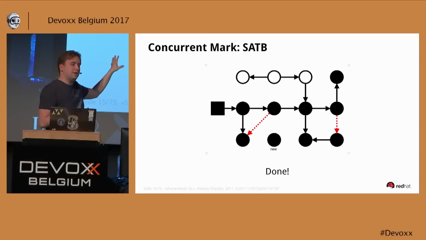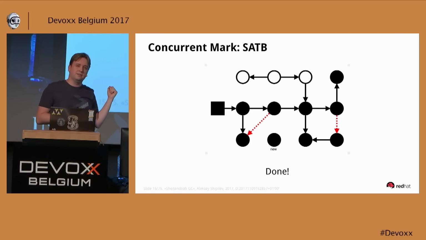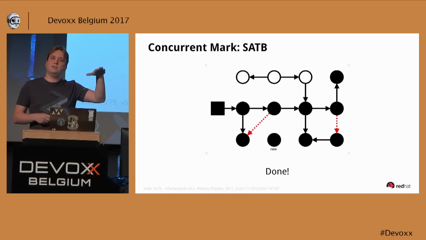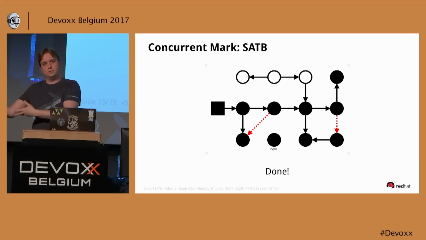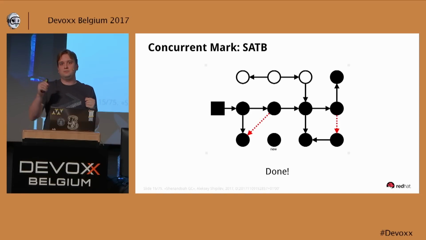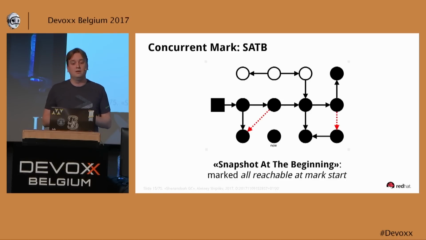So if you compare this graph with the graph that you had under Stop the World mark, you will notice an odd thing, that this graph is actually the superset of the graph that you had in the Stop the World. So you have marked everything that was reachable at the start of the collection, because everything untouched you just walked through. Any destructive write that happened during the mark, you walked it anyway because SATB did it for you. And this is why SATB is called SATB. It's the algorithm that is called snapshot at the beginning. And it marks everything reachable at mark start.